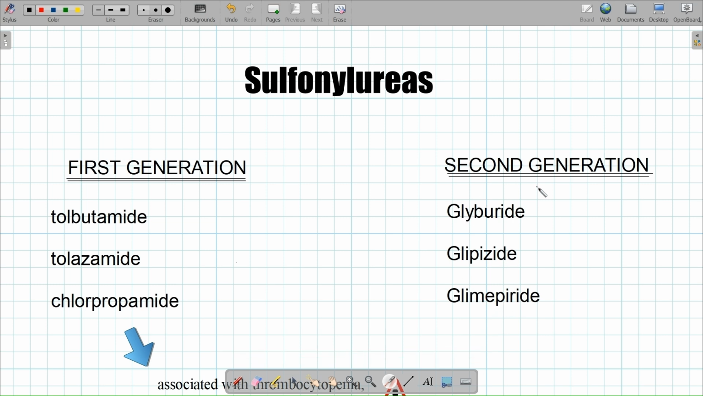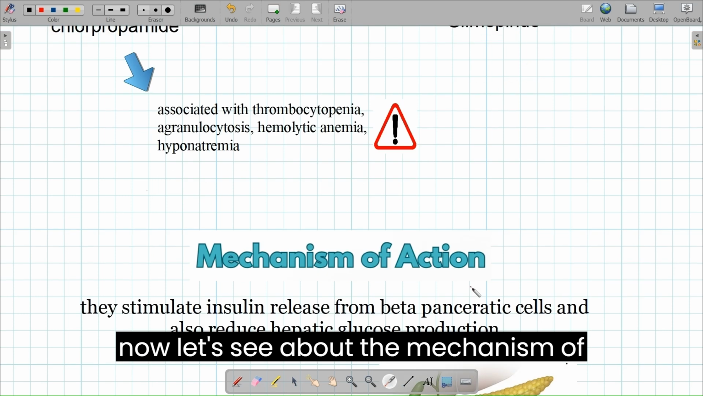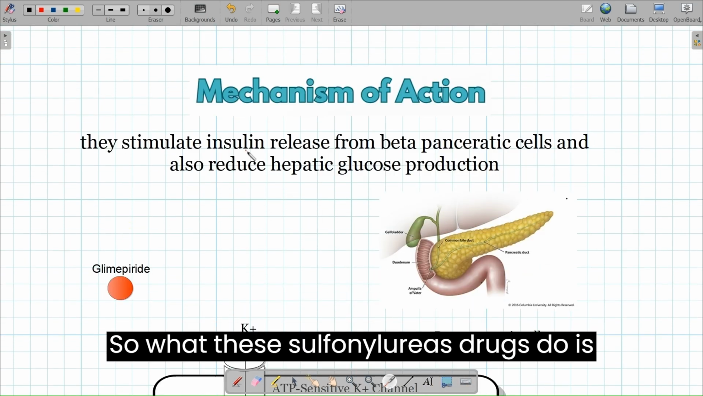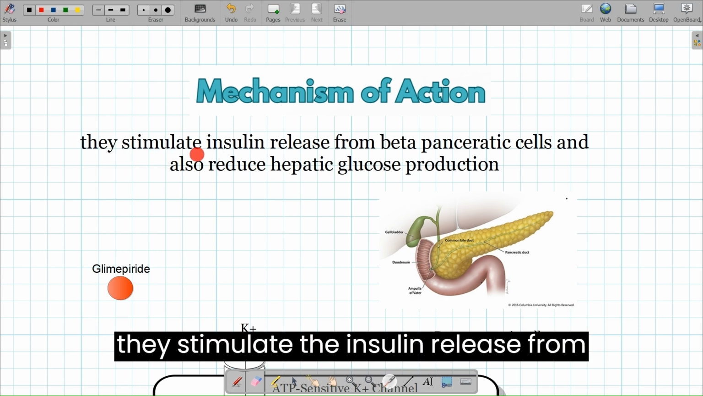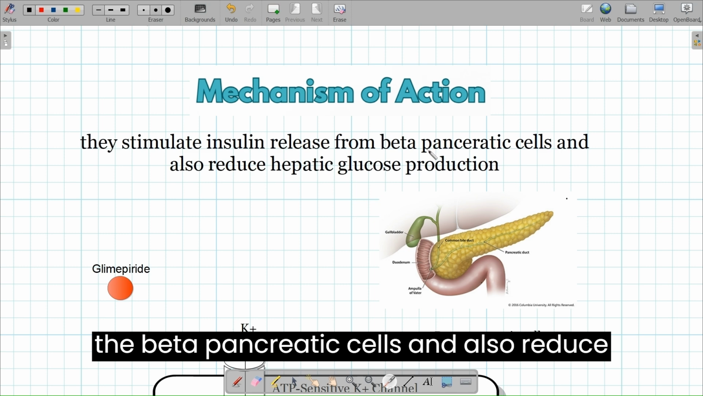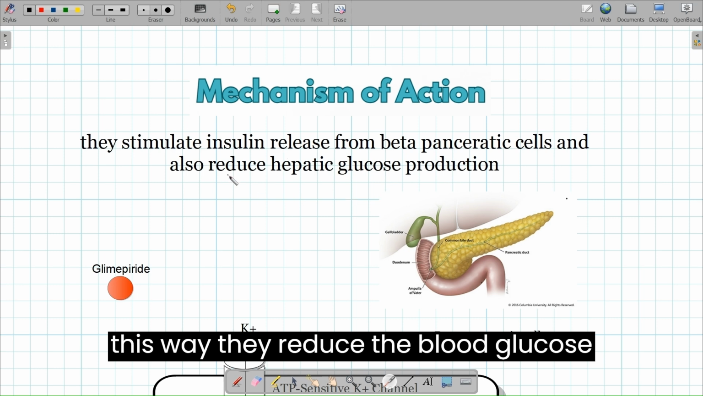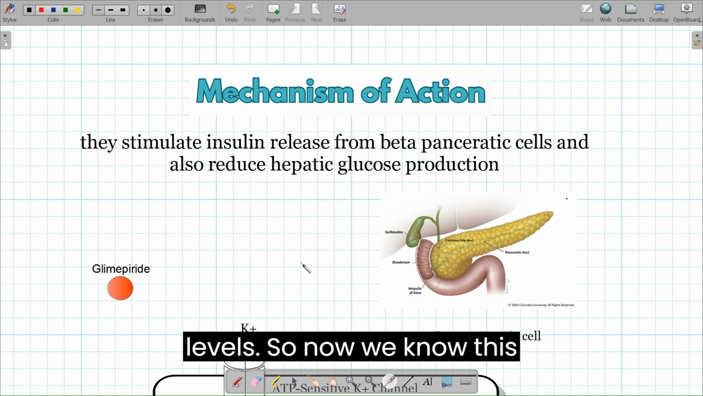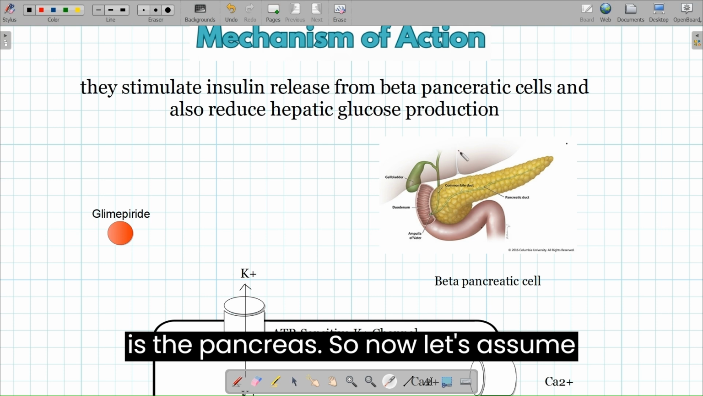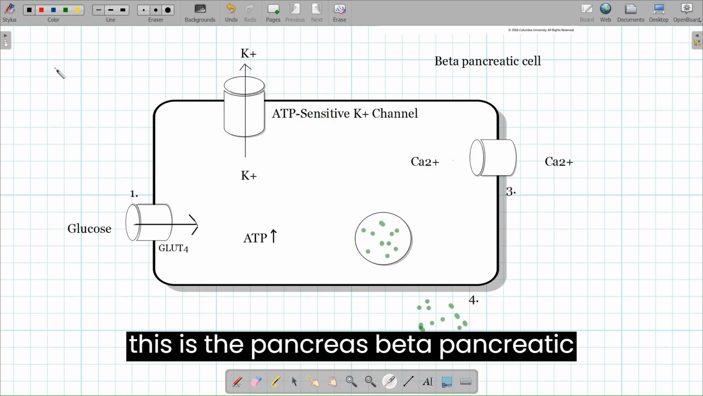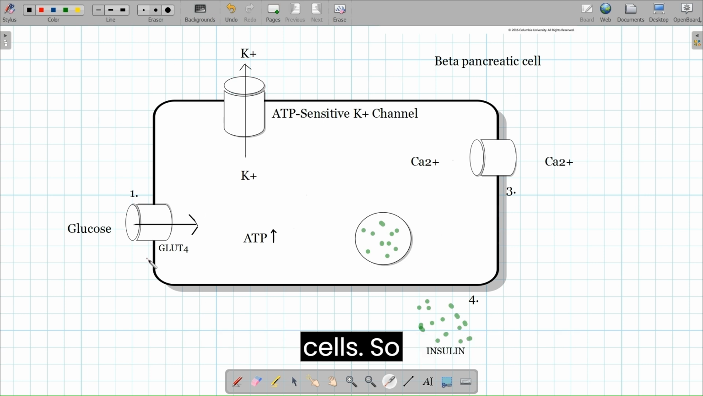Now let's see the mechanism of action of these drugs. Sulfonylureas stimulate insulin release from the beta pancreatic cells and also reduce hepatic glucose production. In this way they reduce the blood glucose levels. Now, this is the pancreas, and let's assume this is the beta pancreatic cell.